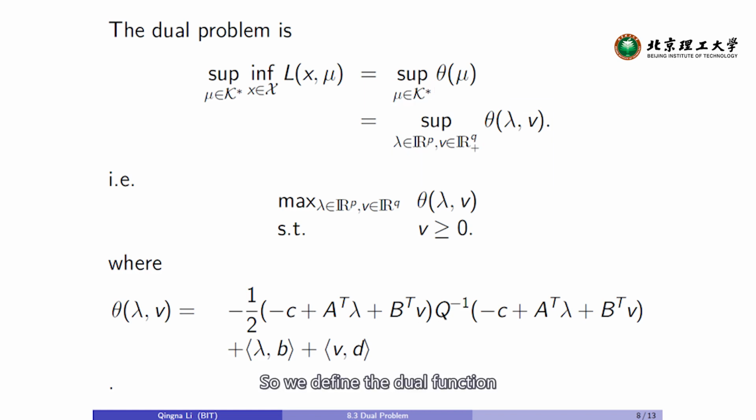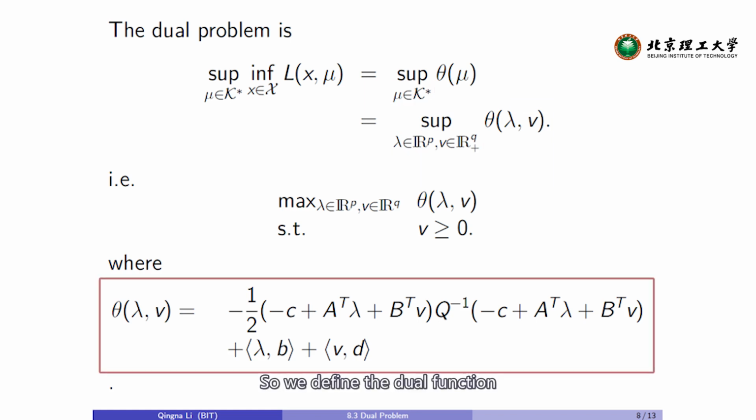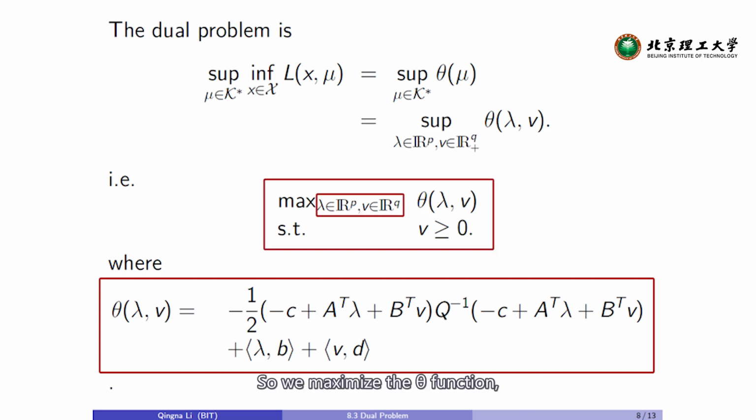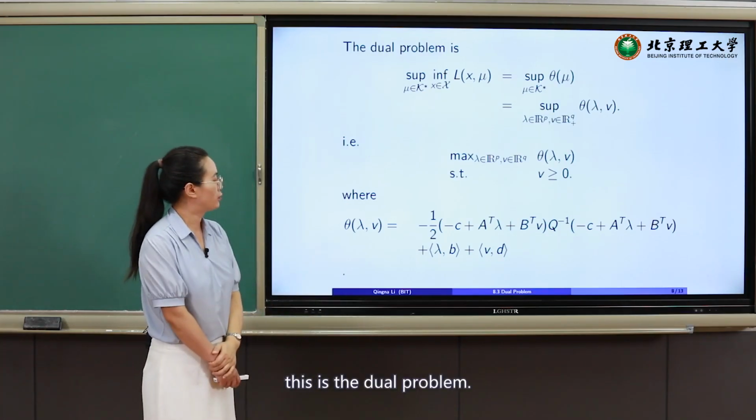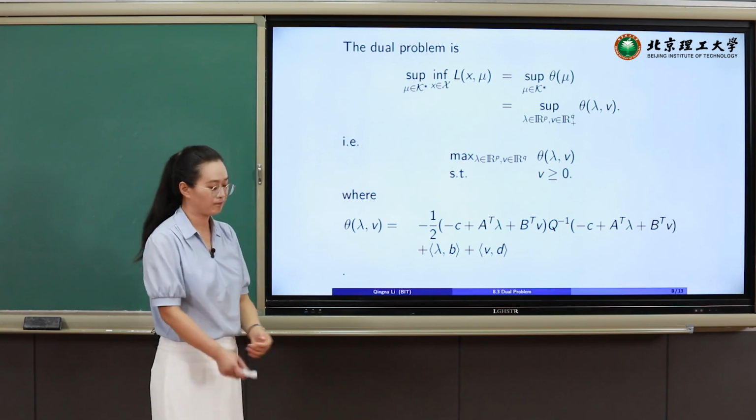So we define the dual function in this form. This is what we have derived. We denote it as theta, then we can get the dual problem. So we maximize the theta function subject to some non-negative constraint on the vector v. This is the dual problem.